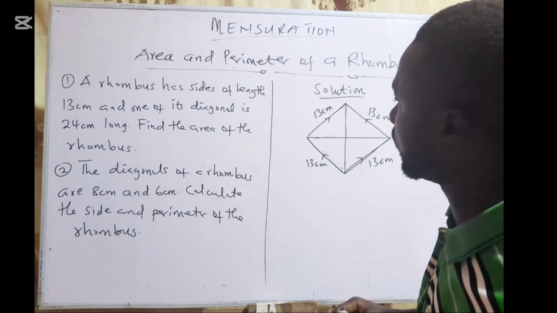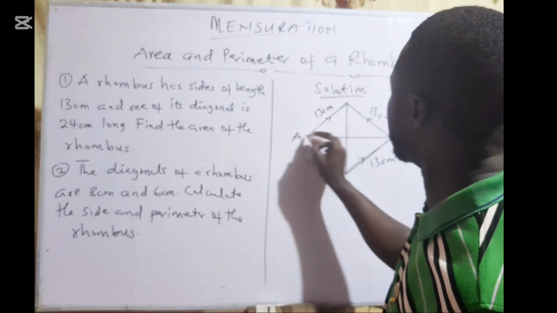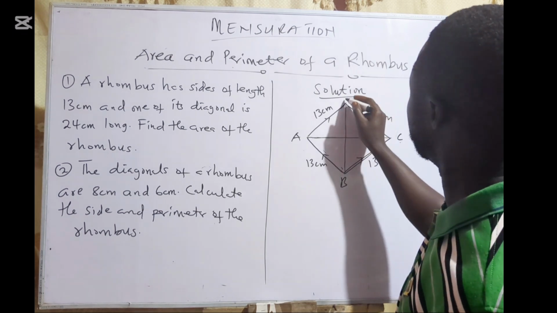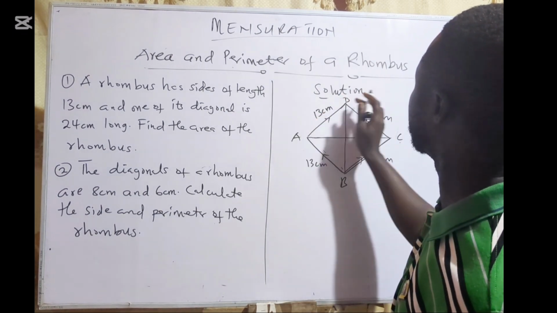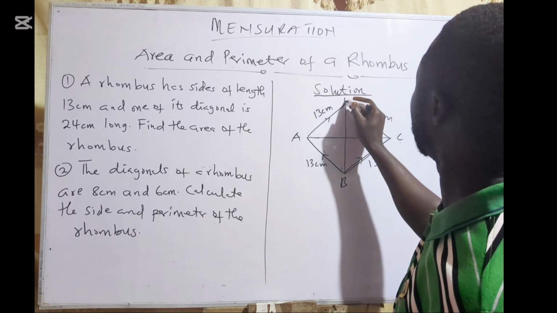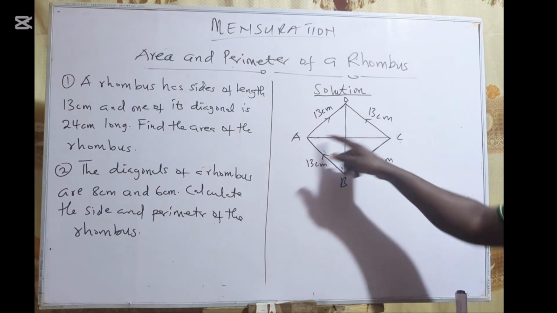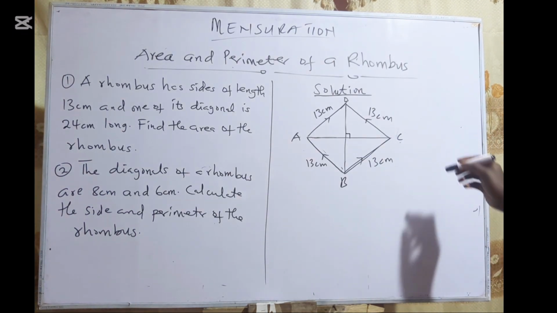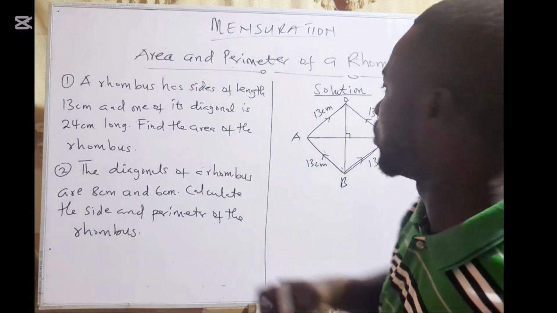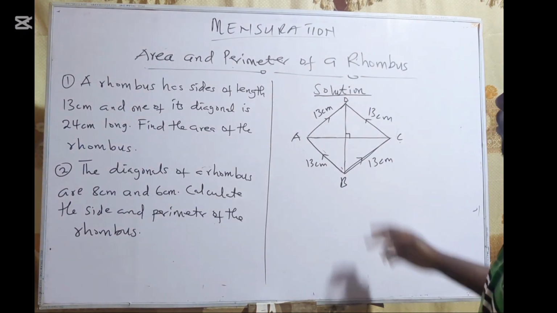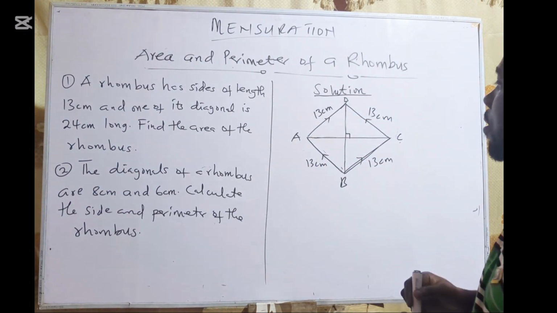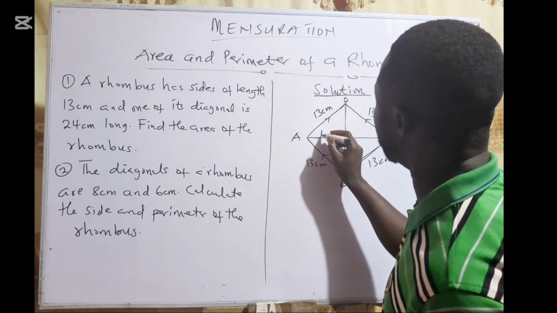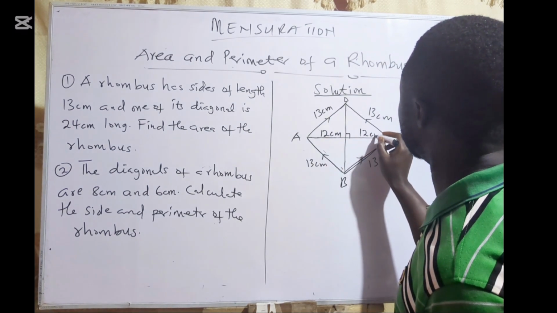One of its diagonals is 24 centimeters. So let's say here is one of the diagonals, ABCD. We know a rhombus meets at a right angle. So one of the diagonals is 24. And what did we say about the diagonals? We said that the diagonals bisect each other. So if one of the diagonals, let's assume AC, is 24, then here we got 12 centimeters and then 12 centimeters.